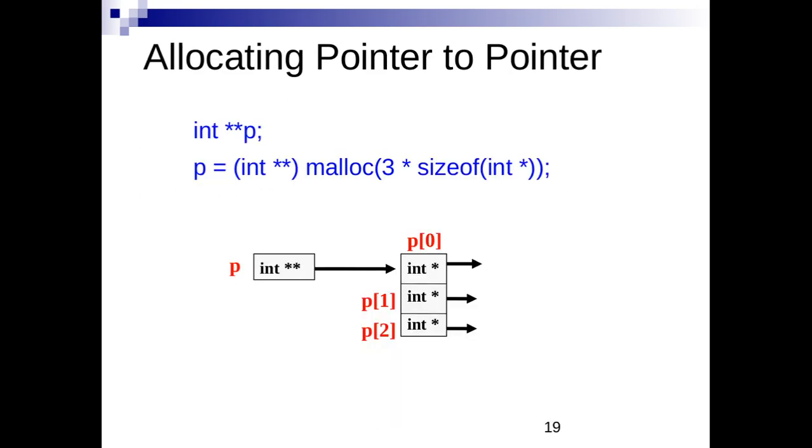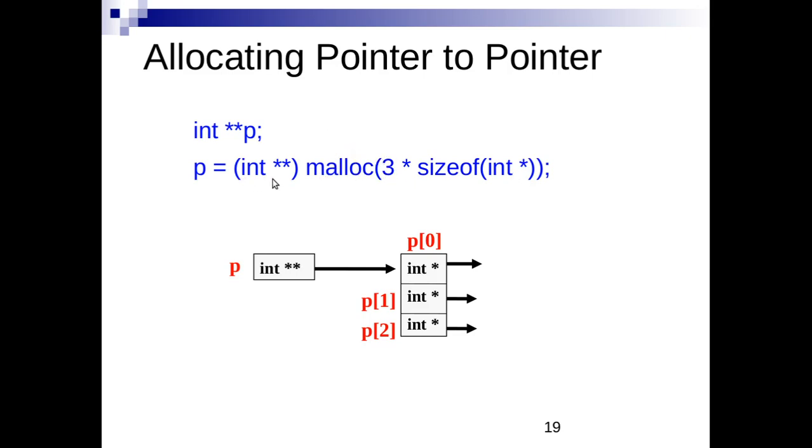Allocating pointer to pointer. So let's say p is of type int star star. That is, it's a pointer to an integer pointer. Now you can allocate enough space to store 3 integer pointers, an array of 3 integer pointers, using the malloc function, and you pass 3 times size of int star to malloc. This is exactly the number of bytes that are required to store 3 integer pointers. And the address of the first of those bytes is returned by malloc.